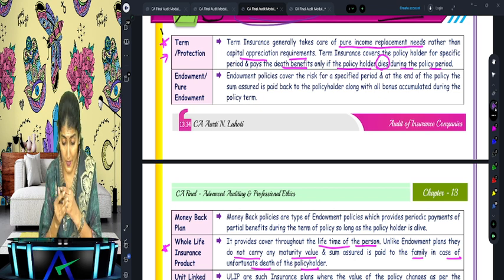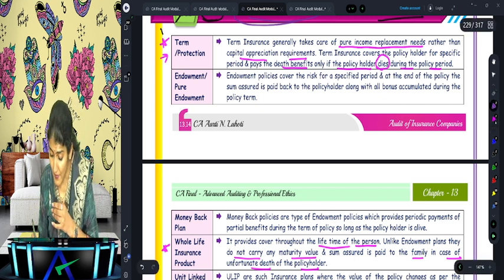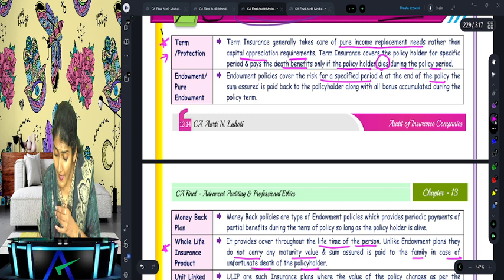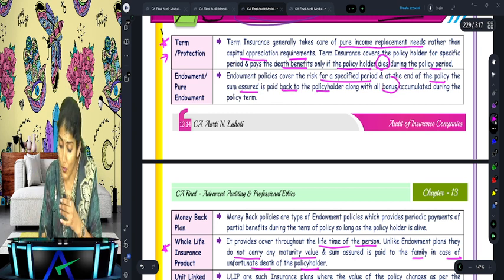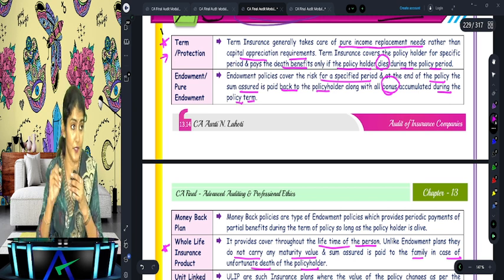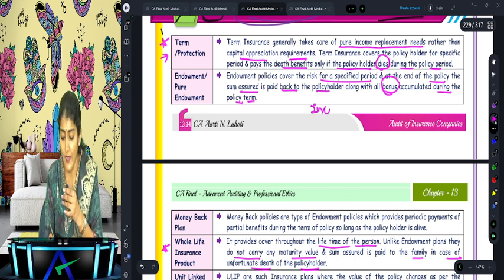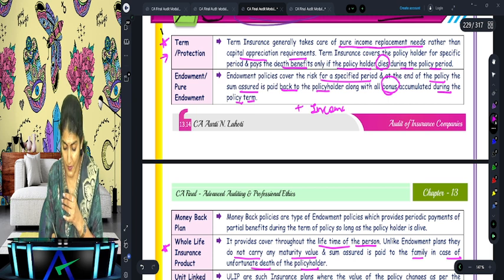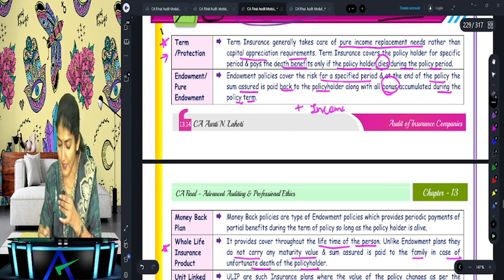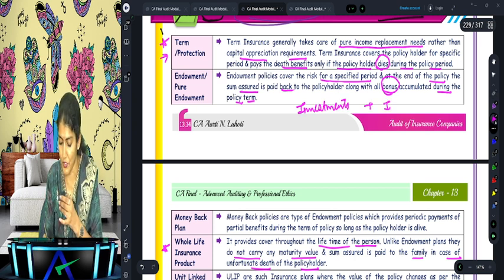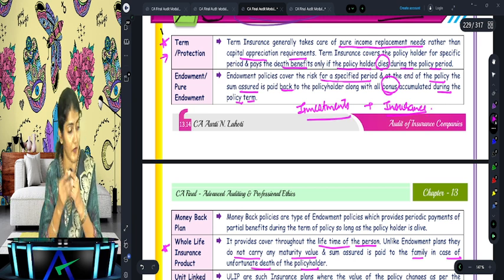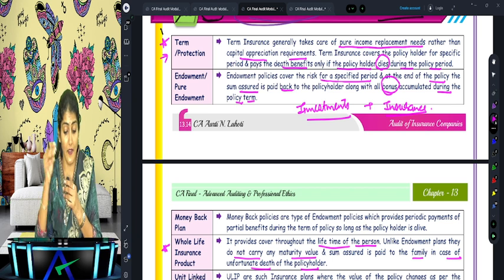That is endowment, right? So endowment policies cover the risk for a specified period, and at the end of the policy, the sum assured is also paid back to the policy holder, along with all the bonus accumulated during the policy term. So now it is a combination of income and also insurance, right? So it is investments plus insurance. Not only are you doing the insurance, but along with the insurance, it is also your investment. Are you understanding this, everyone? That is the endowment plan.